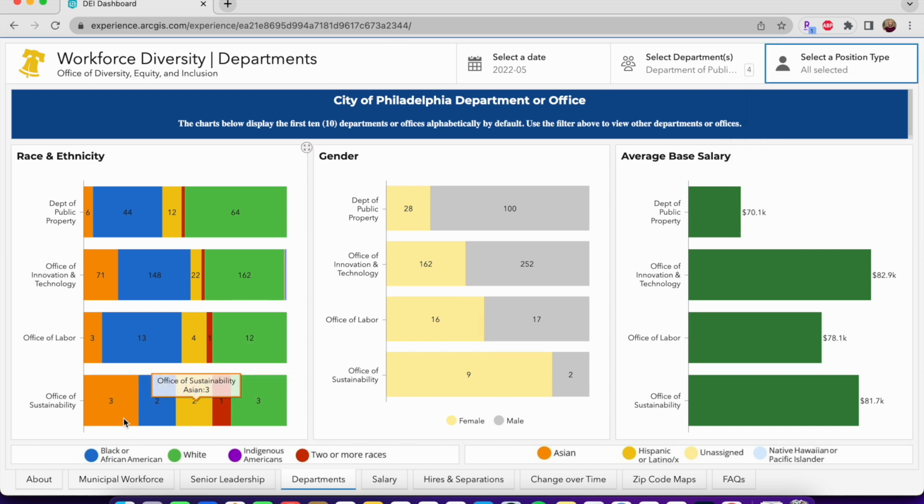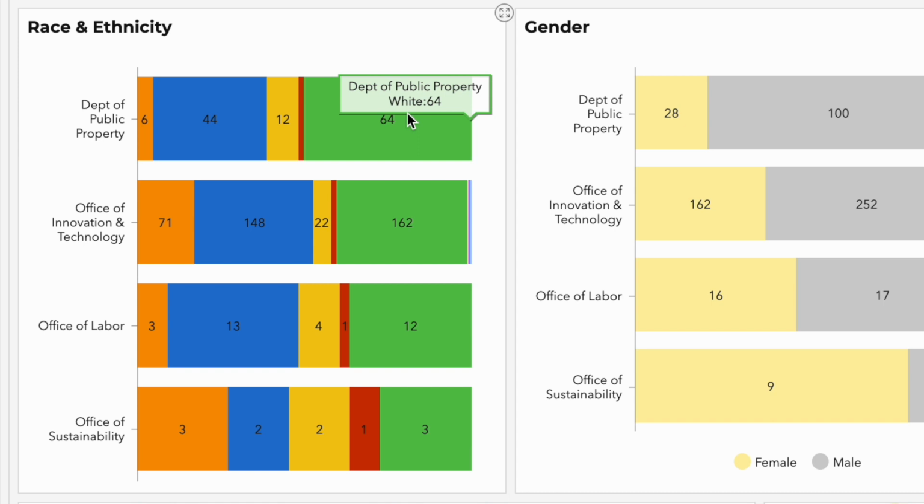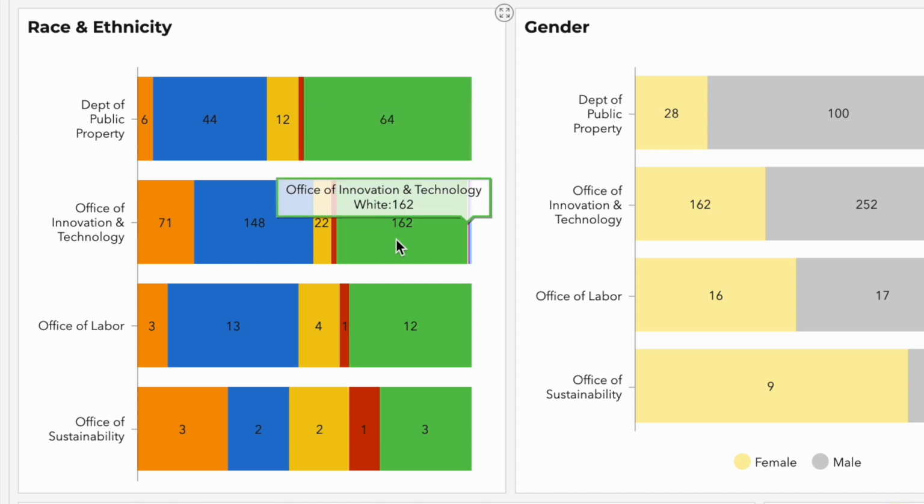Stacked bar graphs here. Each bar represents 100% of the population in the department. And so then you can compare proportions of race along here. We can compare proportions of gender. But then each slice of the stacked bar graph has a number as well. So we can see, there's 64 white employees within the Department of Public Property, which is a larger proportion of the white employees within Innovation and Technology, even though they have 162 white employees.